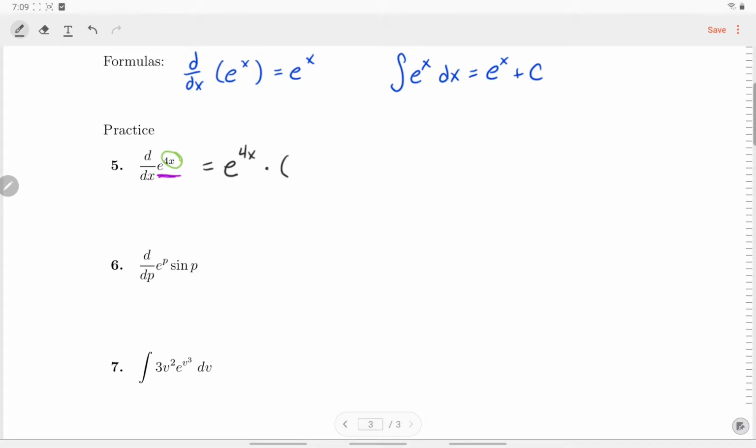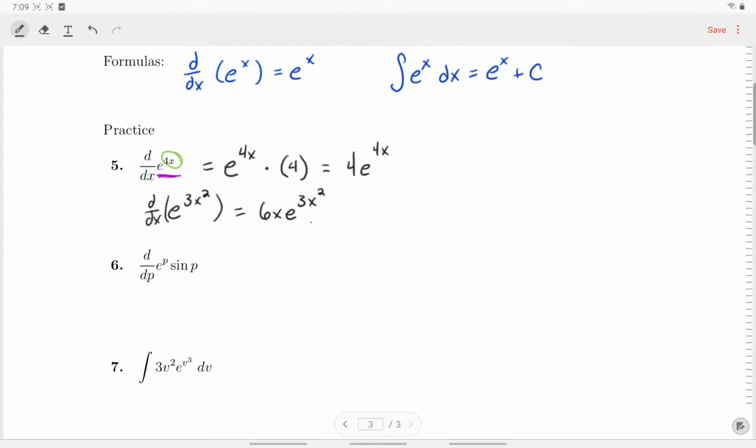Then multiply by the derivative of the inside, which is 4, because the derivative of 4x is 4. So we get 4e to the 4x. You need to get to the point where you can do these derivatives super fast. So if it had said e to the 3x squared, you should be able to just jump in and say, oh, that's going to be 6x e to the 3x squared. Okay, that'll save you so much effort as you do more and more complicated problems.